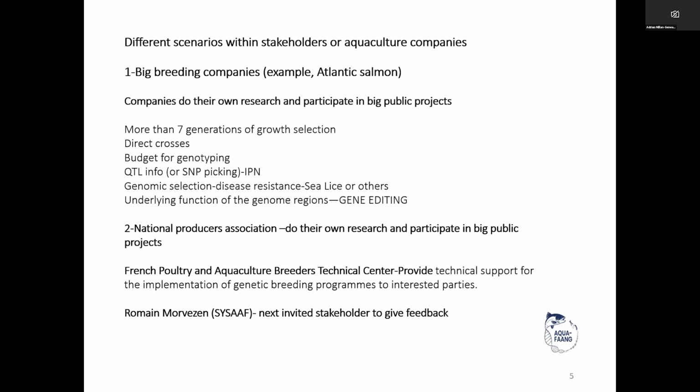Another scenario, which will come with the next invited stakeholder giving feedback, is national producers associations, such as CIPA, that do their own research and also participate in big public projects, providing technical support for all the French aquaculture breeders or interested parties in implementing genetic breeding programs. And they have a lot of very good research and very good programs to put in value.